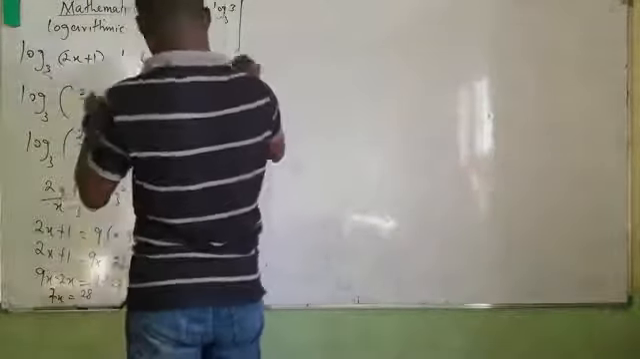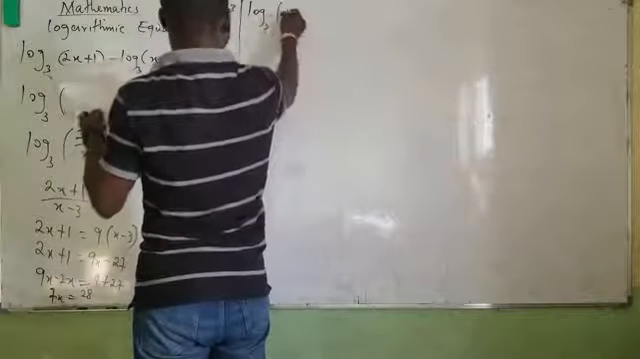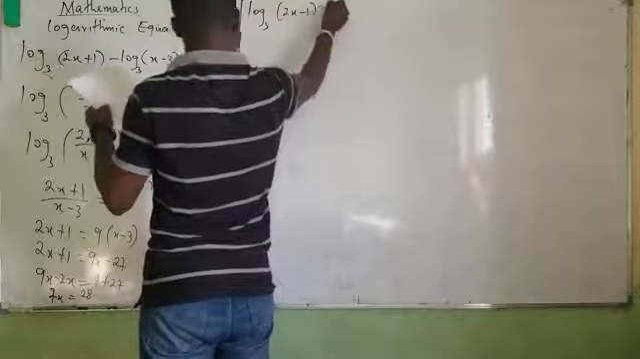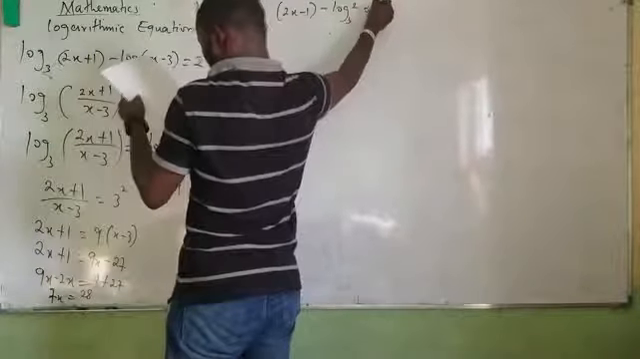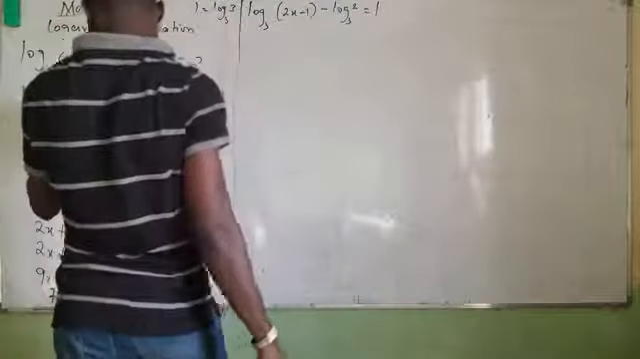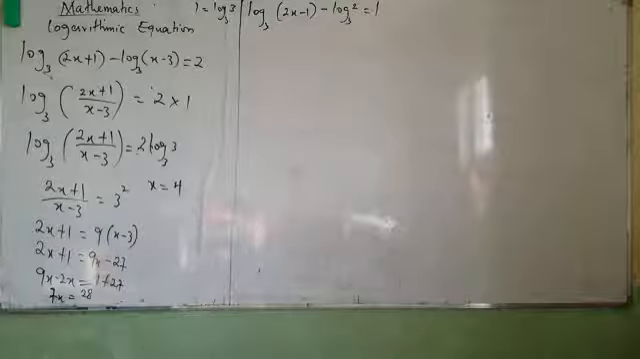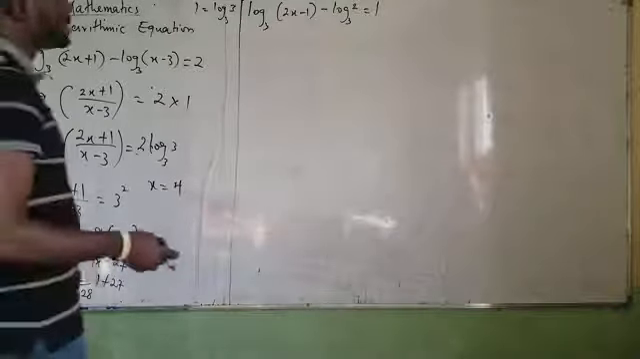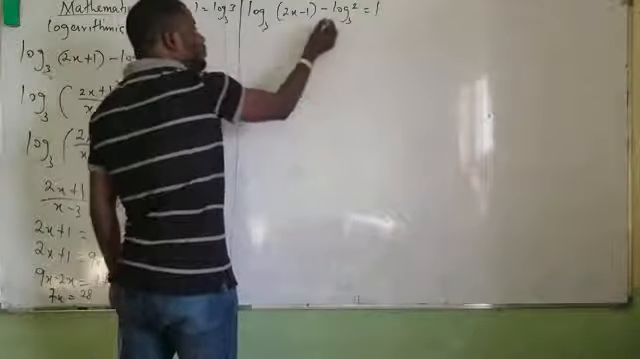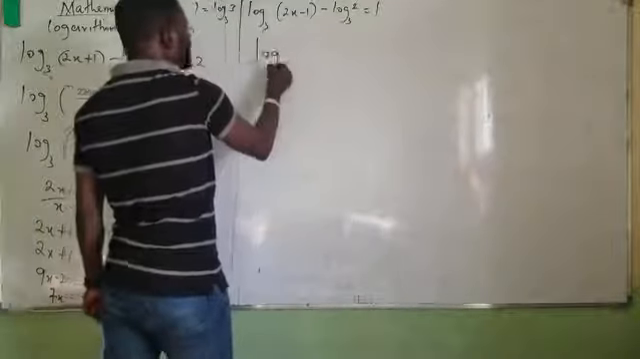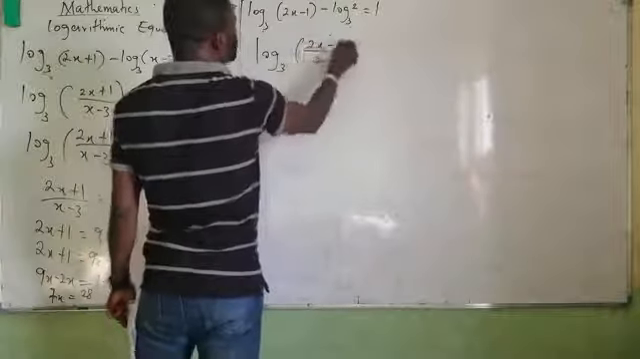Now, we were told that log base 3 of (2x minus 1) minus log 2 base 3 equals to what? Equals to this. Now, what I just need to do here is that since the bases are equal, please check that very well, the base must be equal. Since the bases are equal, it will be equal to what? 2x minus 1 all over 2 equals to what?